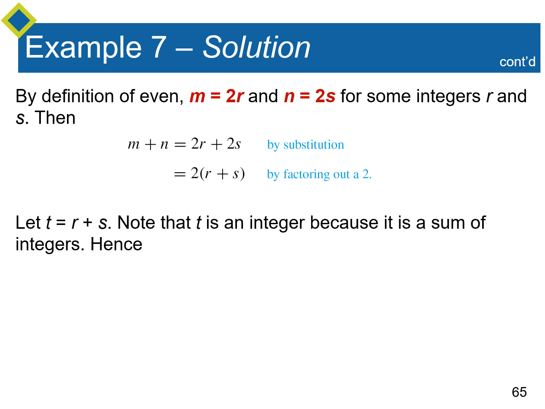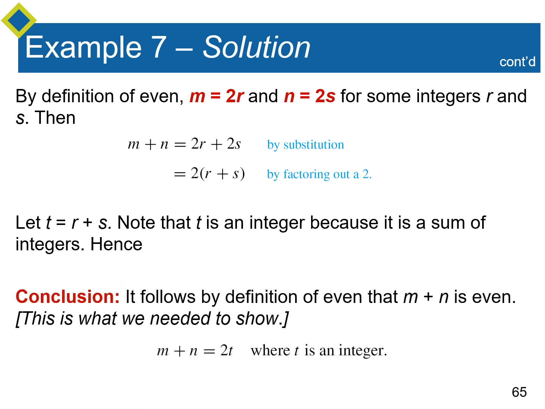Okay. So let t = r + s, then note that t is an integer because it is a sum of integers. So the conclusion is that mn is even. Mn is 2t, and t becomes 2k from the theorem. So it's even.